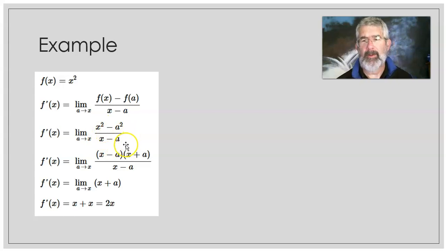Again, you could do that really weird canceling stuff, but let's not do that. Let's factor and cancel. X squared minus a squared factors into x minus a times x plus a, and the x minus a is canceled out. That's the 0 over 0, and then you've got the a going to x. So this a would then be turned into an x, and you get x plus x, which is 2x. So the derivative of x squared, I'm claiming, is 2x.